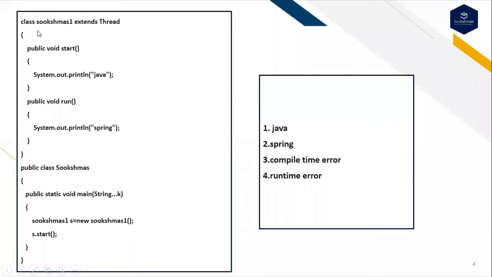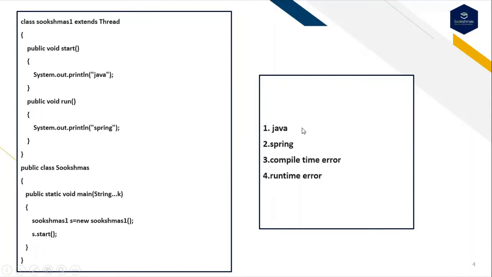This is the third question. This question also belongs to Java, and class Sukshmas1 extends from the Thread class. Here we have two methods, public void start as well as public void run. And here we have one more class called public class Sukshmas, and execution of the program begins from the main method. Here I have created the object for the class called Sukshmas1. With the help of the reference, I'm calling the start.